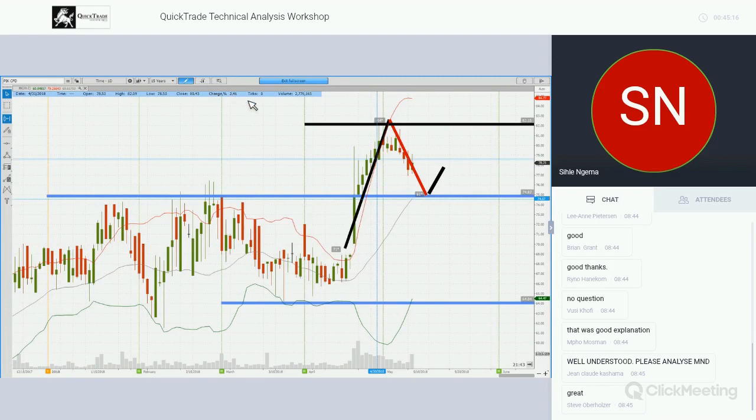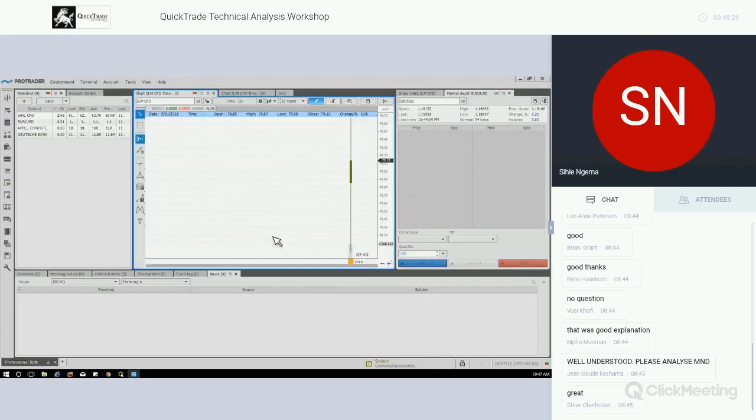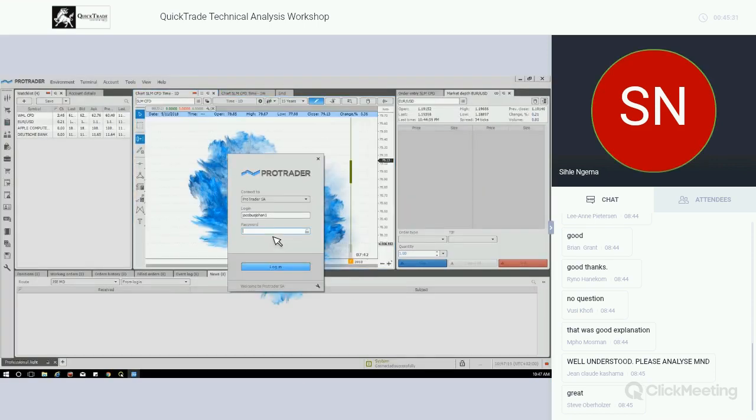Now again, how you put in an indicator, let me go back to my Sunlam. Let me log in. I seem to be having a system problem, so let me log in again.